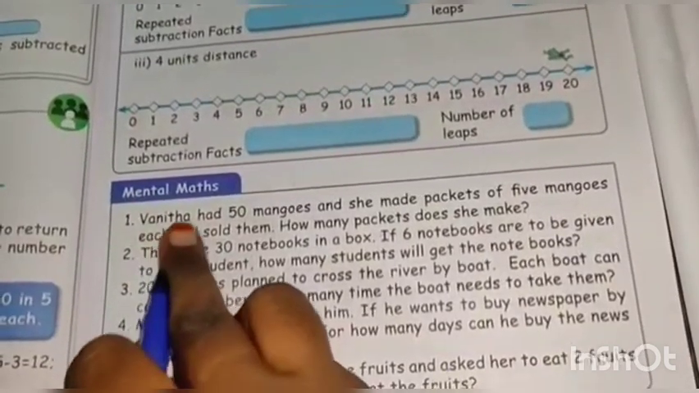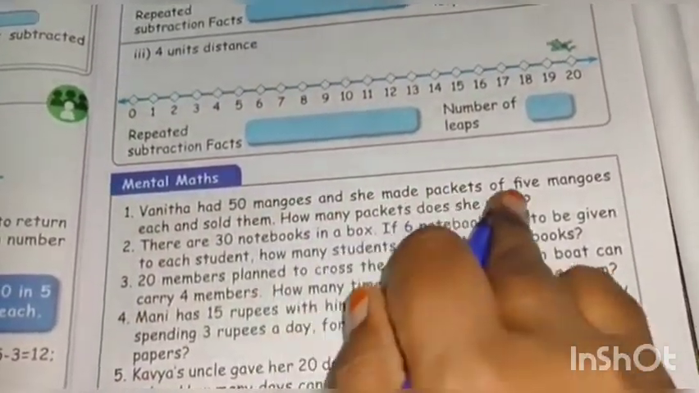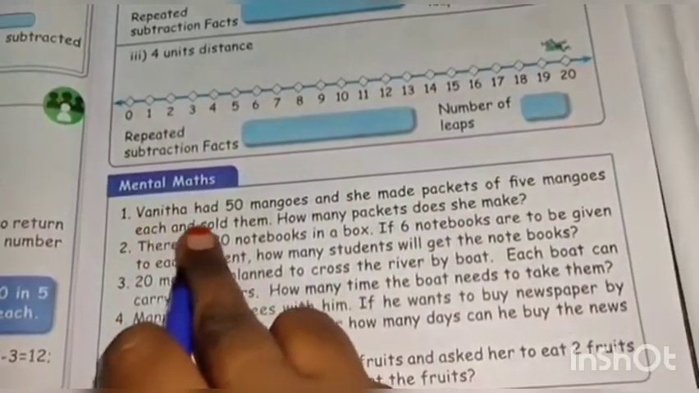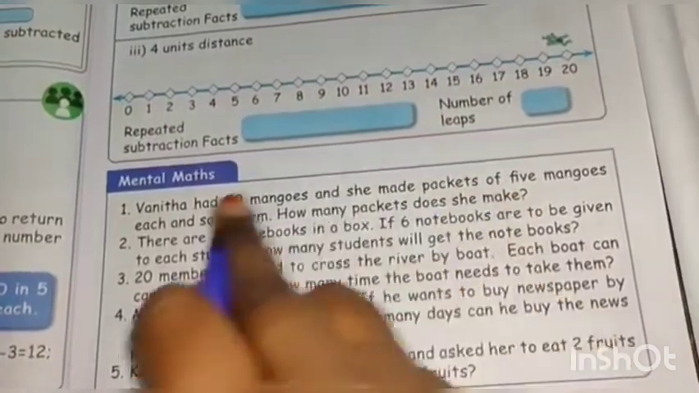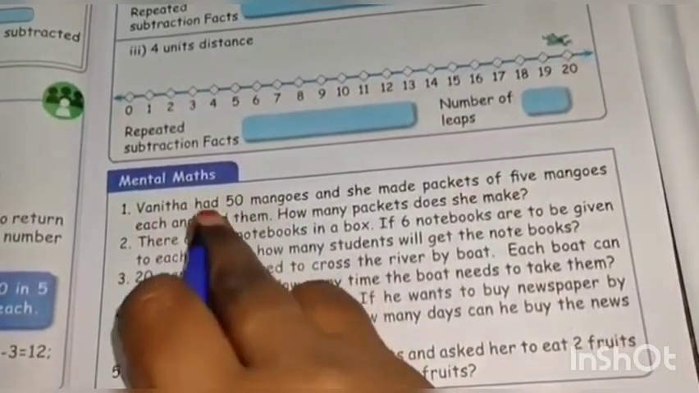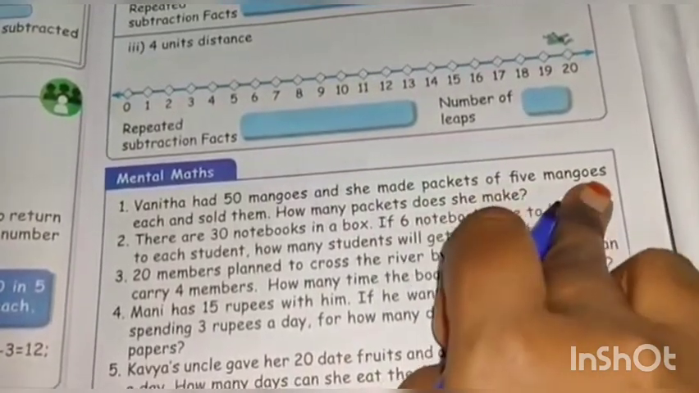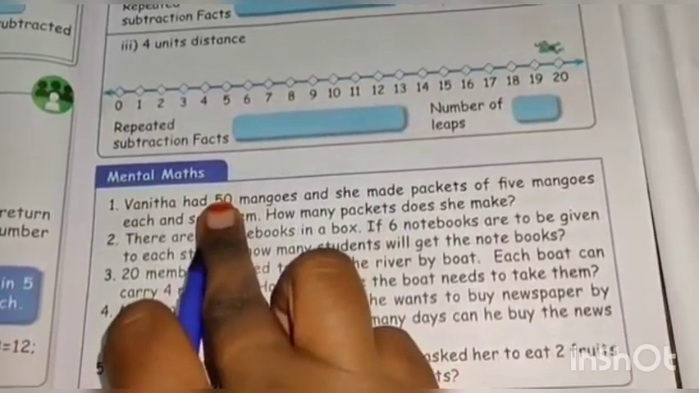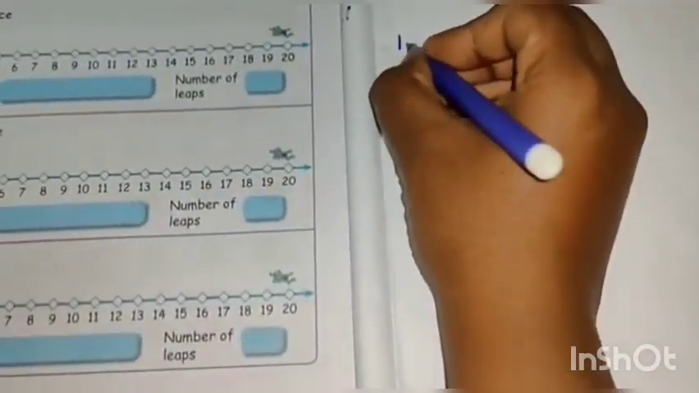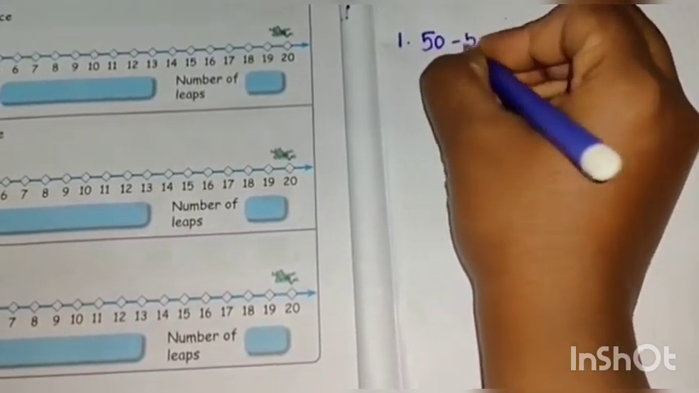Vanita had 50 mangoes and she made packets of 5 mangoes each and sold them. How many packets does she make? We are going to find the total number of packets. She had 50 mangoes. Each packet she made has 5 mangoes. For that we want to subtract 50 minus 5.